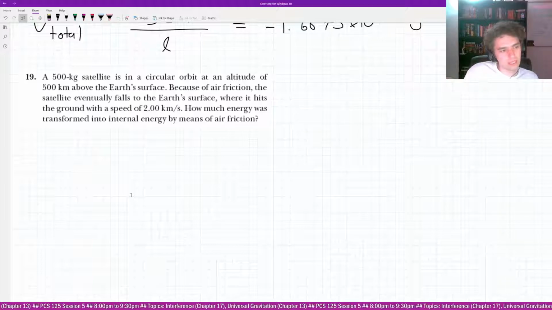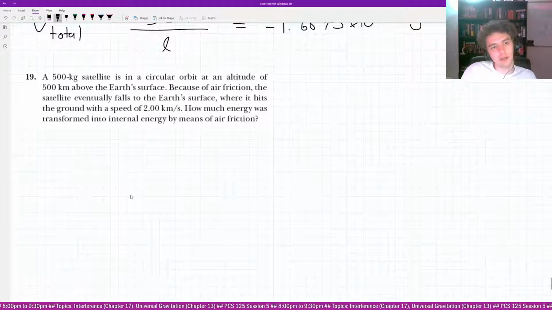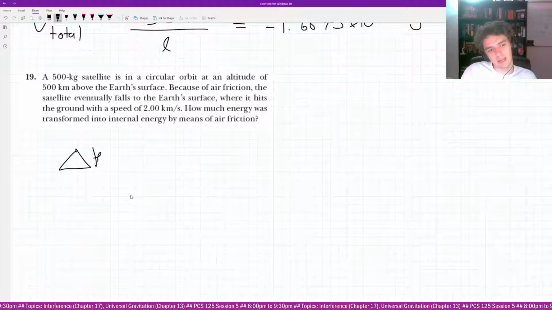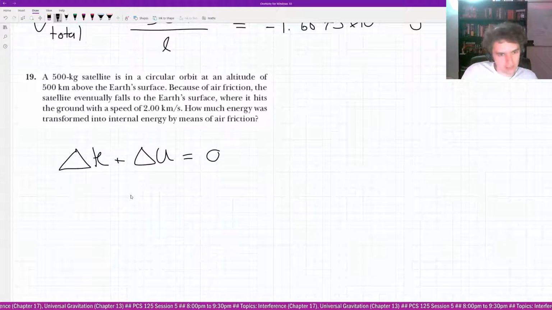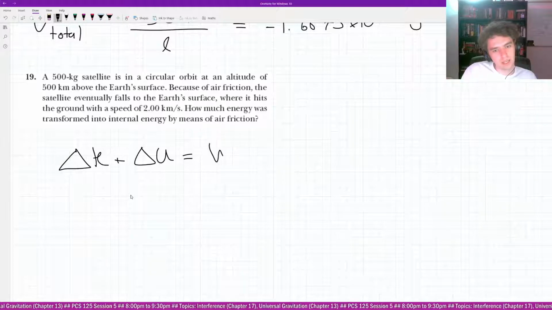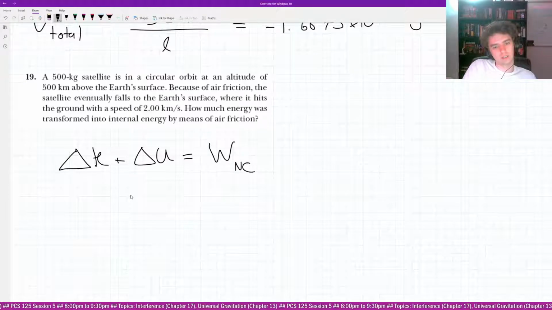Okay. So to do this question, you essentially have to remember, first of all, that if no energy was lost, delta K plus delta U would be 0. But energy was lost, which means some other force did work on the system, and so delta K plus delta U is equal to the non-conservative work. I think the negative non-conservative work.